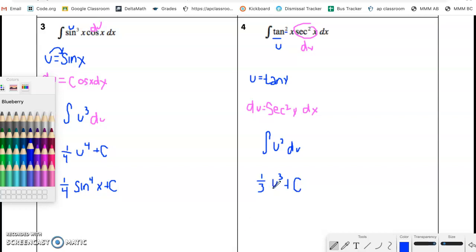Now, last thing I'm going to do is I'm going to put tan back in for u. So, it'll be 1/3 tan cubed x plus c.